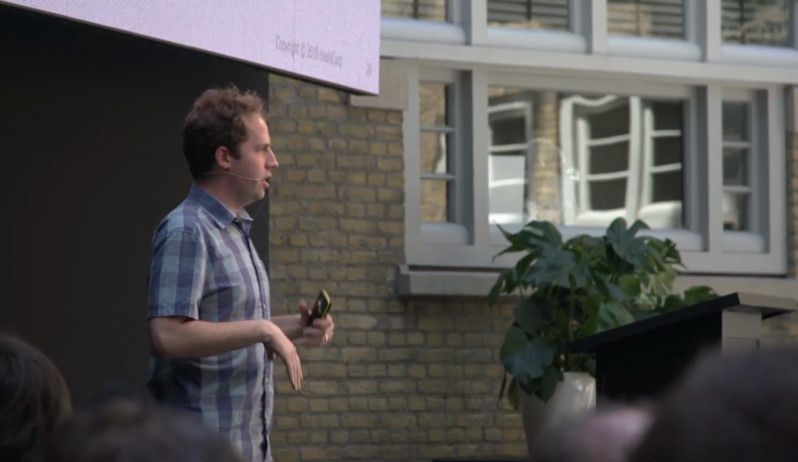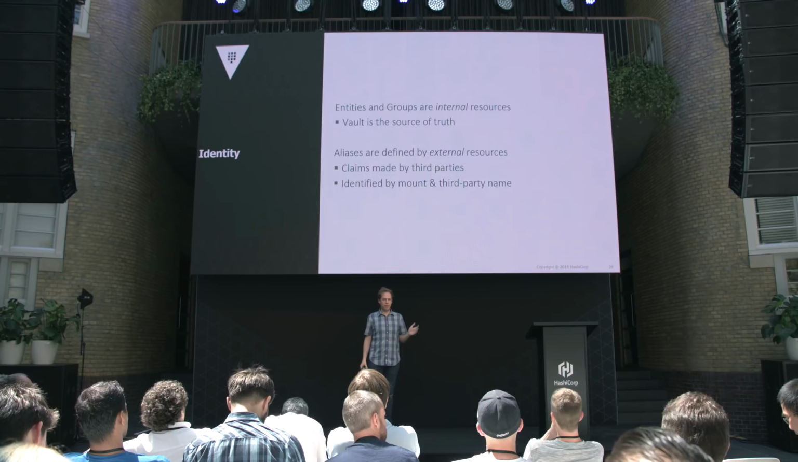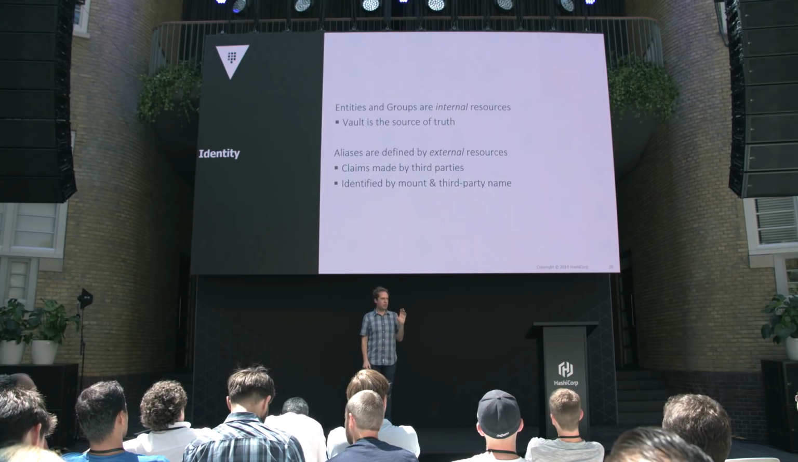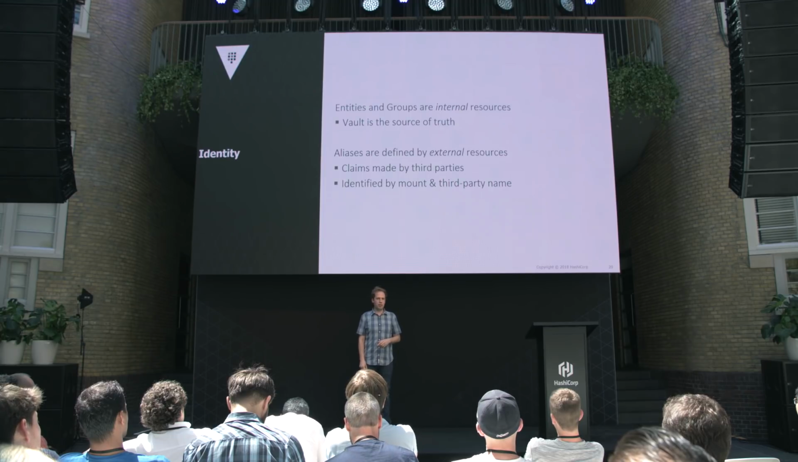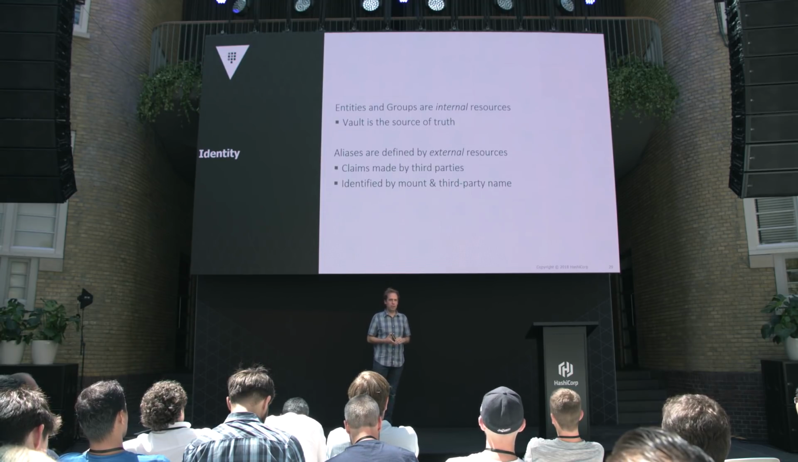So basically, you have an entity, and you can have any number of aliases that you want, which can be across different mounts of the same type. You could say, hey, we're using both LDAP and certificates, and so I want to make aliases pointing to the same entity for both of them. And you can actually do that. So regardless of how you log in, you're always mapping back to the same entity.